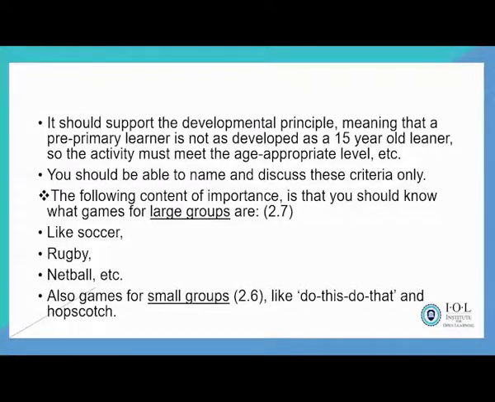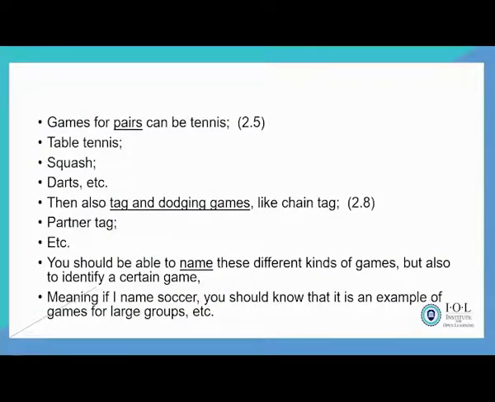The following content of importance is that you should know what games are for large groups, as mentioned in 2.7, like soccer, rugby, netball, etc. Also games for small groups, as set out in 2.6, like do this, do that, and hopscotch. Games for pairs can be tennis, table tennis, squash, darts, etc., as mentioned in 2.5. And in 2.8, then also tag and dodging games like chain tag, partner tag, etc. You should be able to name these different kinds of games, but also to identify a certain game. Meaning, if I name soccer, you should know that it is an example of games for large groups, etc.